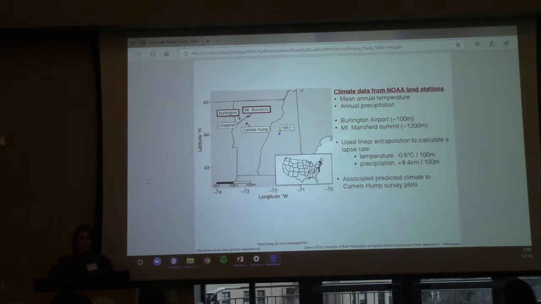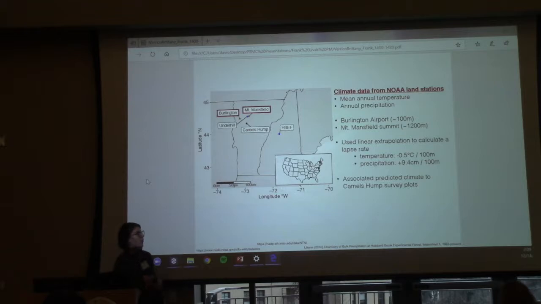So I used two different land stations, one at Burlington International Airport, which is at 100 meters elevation, and another at the top of Mount Mansfield, which is around 1,200 meters elevation. I used these two land stations to calculate a lapse rate for both temperature and annual precipitation for each census year. And we were able to validate the lapse rates with in-situ data loggers on the Camel's Hump plots.